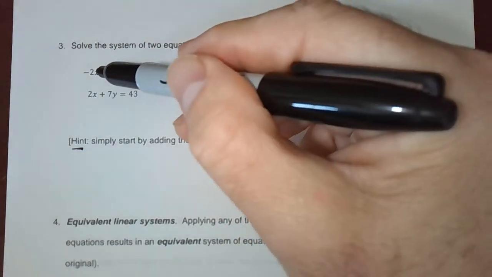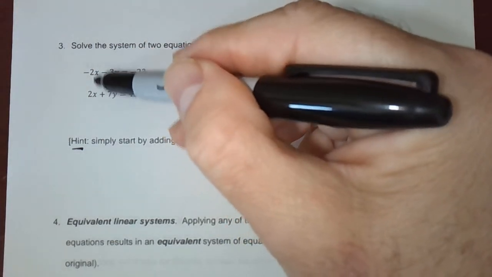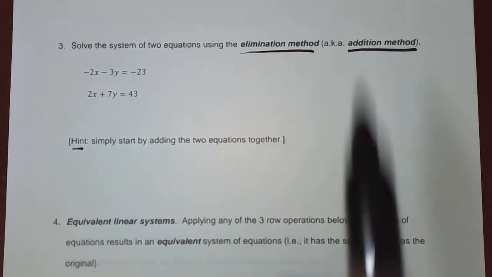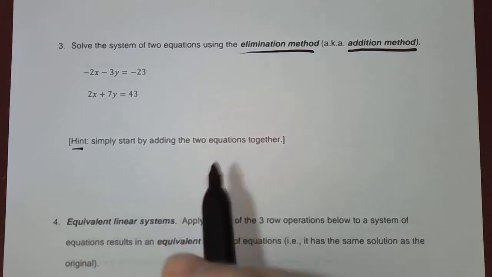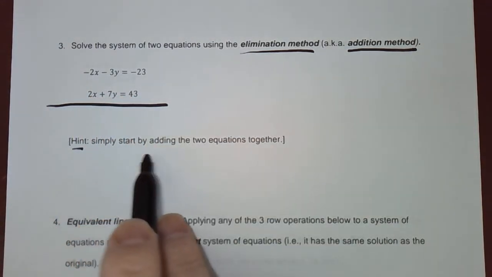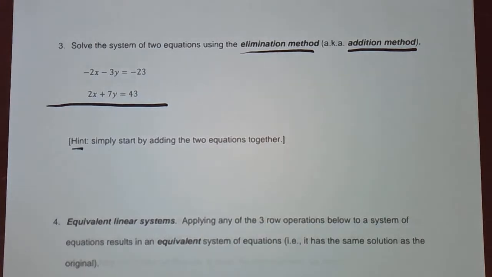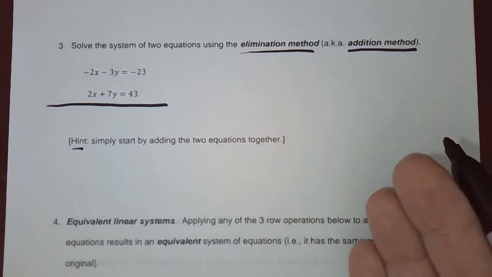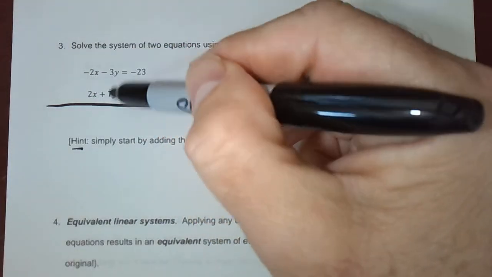Notice that the coefficients of the x's are opposites of each other. Well, that's very convenient for using the elimination method. The hint says simply start by adding the two equations together. When you add two equations together, you get another equation. Well, we're going to add these up column by column.